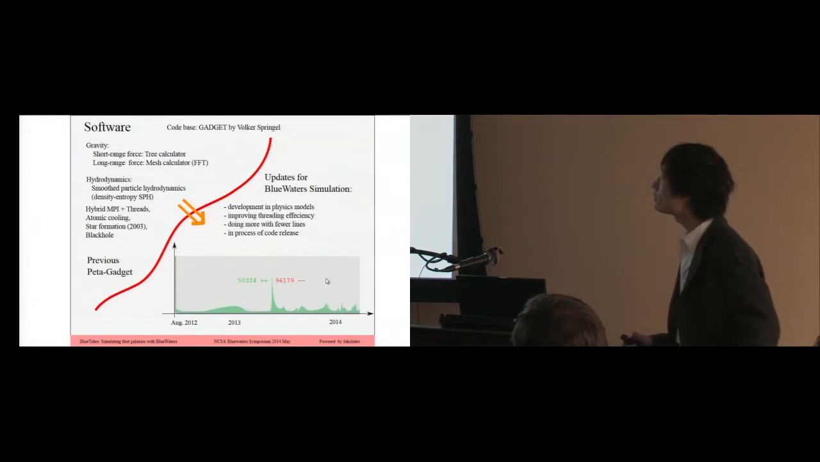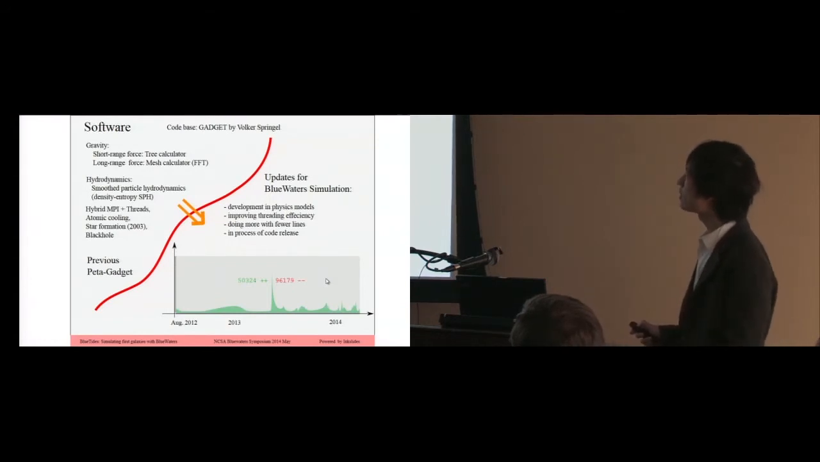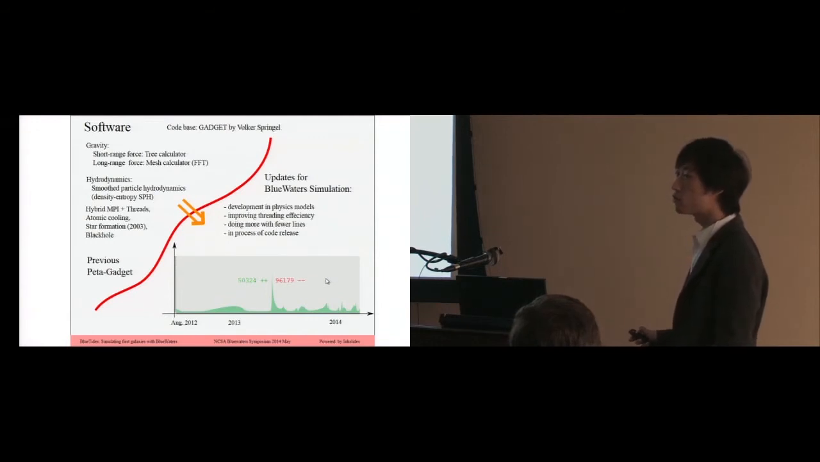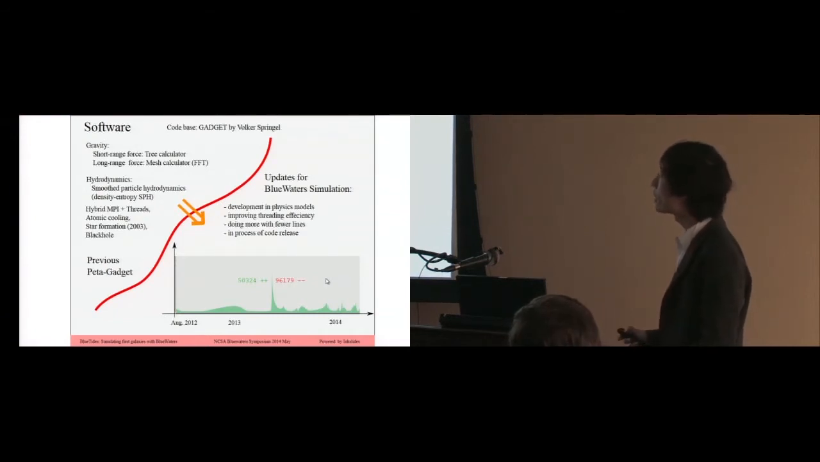The code we're using is based on Gadget, originally written by Volker Springel. It has solvers for all of the physical processes. But for running on Blue Waters, we really did a lot of improvements to the code. We implemented a bunch of new physics models. We hugely improved the threading efficiency, and that's important because Blue Waters has about 16 integer cores per NUMA node, while the previous code running on Kraken only had 6. So we really had to improve the threading efficiency.